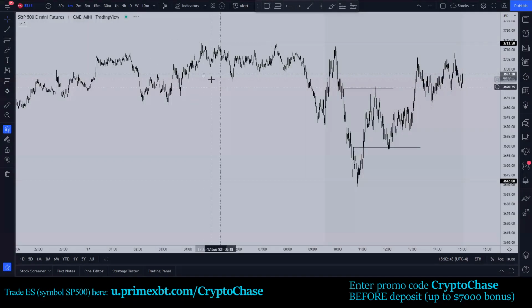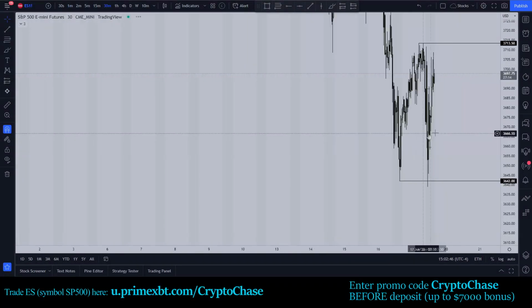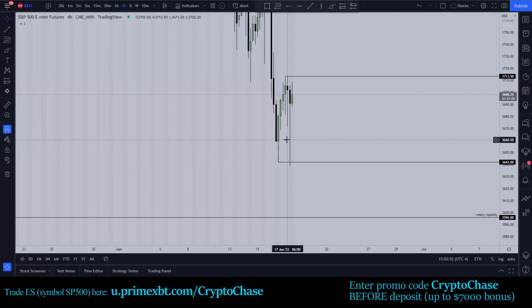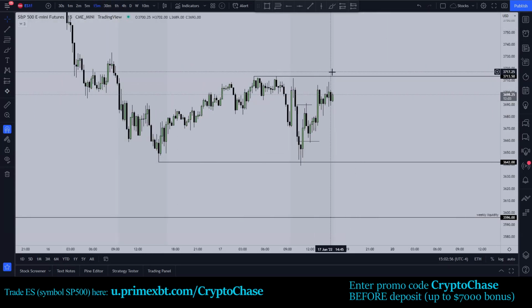Move up a little bit, right? Because look at where the liquidity was taken. Liquidity was taken on a 30-minute, a 1 hour, probably even a 4-hour time frame. We can target a higher level. To be honest, I probably could have just targeted liquidity to liquidity. Probably could have done that.